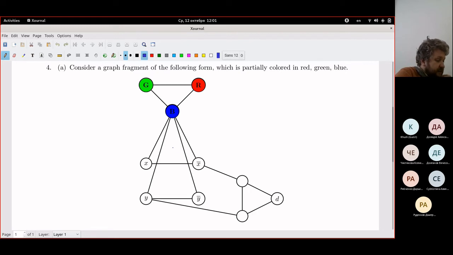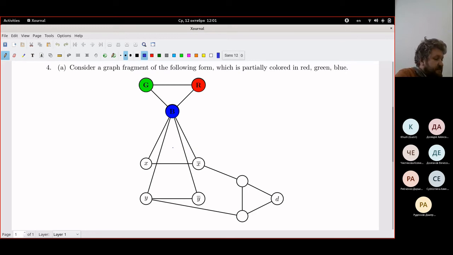So what can we say here? Both X and X bar are connected to B, right? So what does it mean for their colors, for X and X bar? It's green or red. And exactly one is green and exactly one is red. So this means that either X is green, it means that X is true, or X bar is green and X is red, it means that X is false. So this is a representation of a truth for two variables, X and Y, right? Green and red. Green and red.